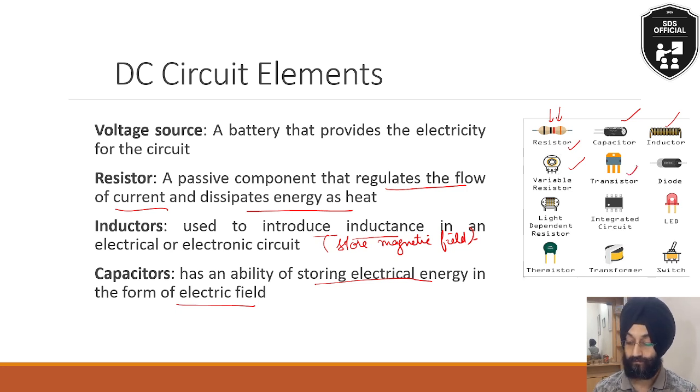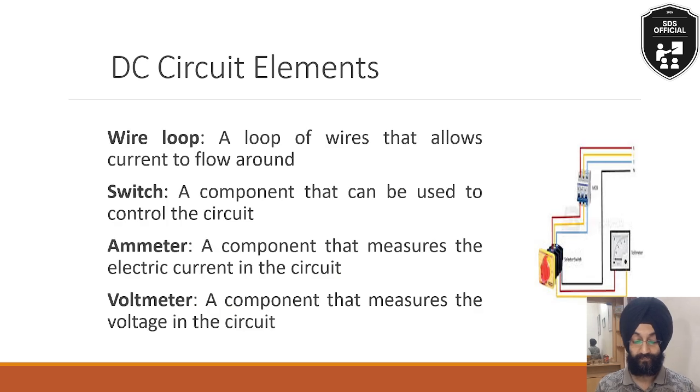This is a transistor, bipolar junction transistor. This is the symbol of diode. These are light dependent resistors. These are integrated circuits or ICs, LEDs, transformers, switch and all the other electronic devices which are used in the DC circuits. So these are some terms which are associated with the DC circuit. Wire loop, a loop of wire that allows current to flow around.